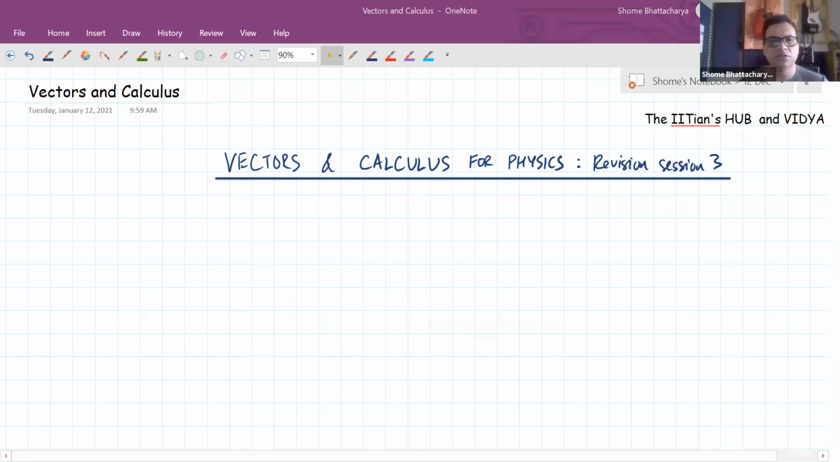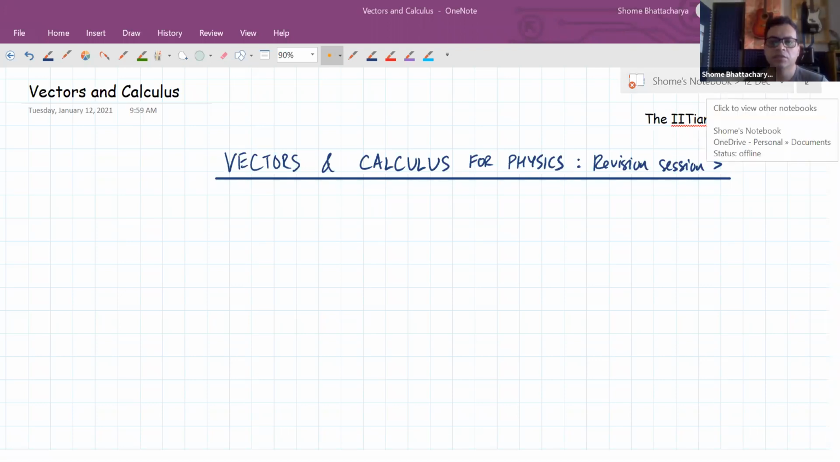So this is session number 3 for this revision series for class 11 physics. And in this session we are again covering the basics of application of vector algebra and calculus for the subject of physics. So once again, if you have not been part of this series earlier, then I urge you to please go through session number 1 and 2, where we reviewed the early part of vectors, to better understand this series.